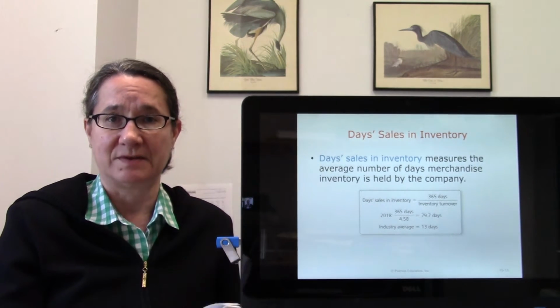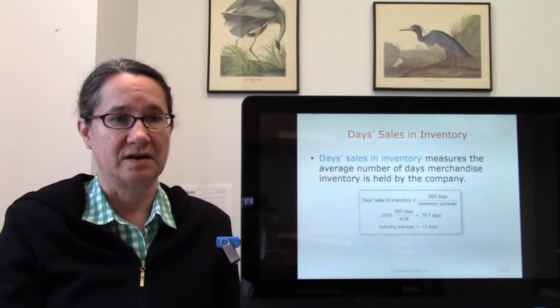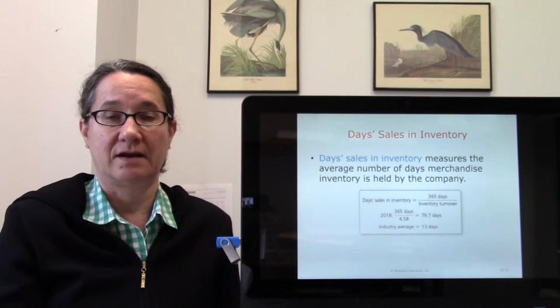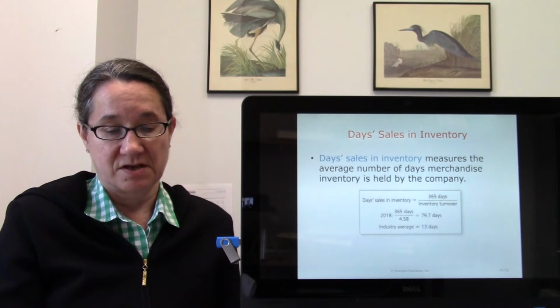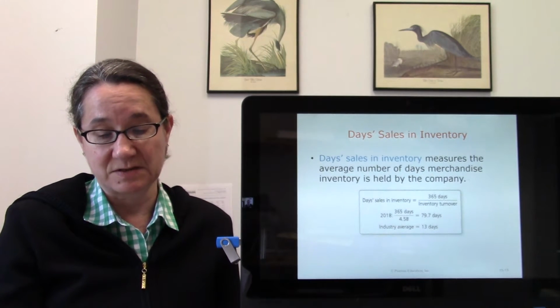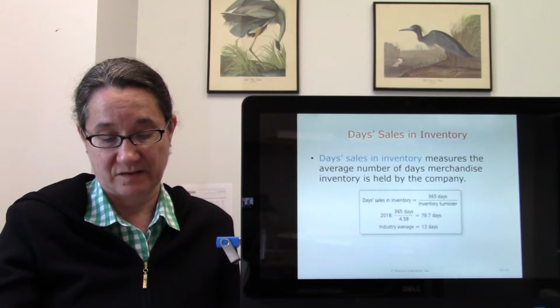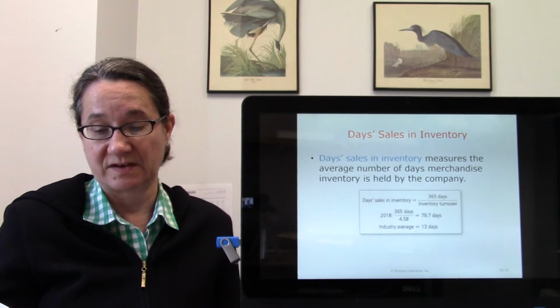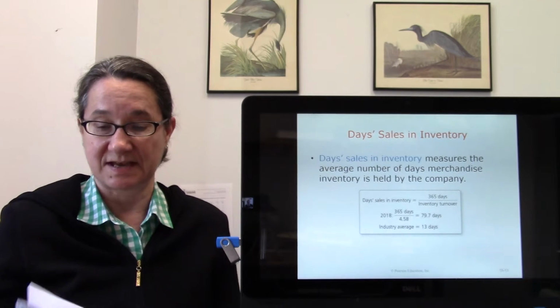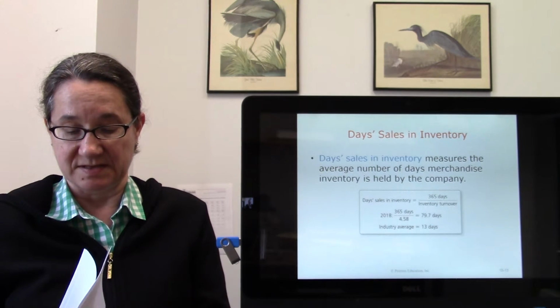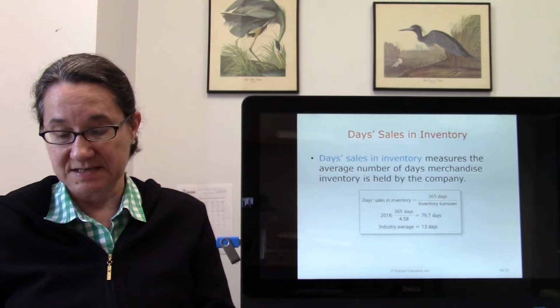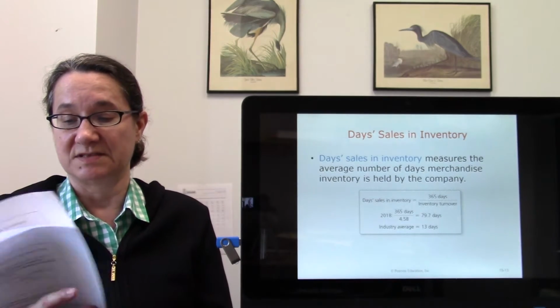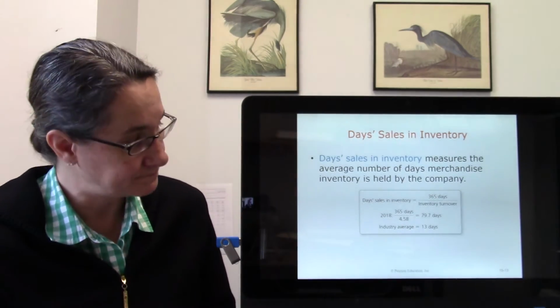That's a long time. It takes up space. You have to insure it. 80 days, things can break or spoil and go obsolete. So that's a long time. That wouldn't be great, especially when industry average is 13 days. All right, so that 13 days was 365 divided by 27.7. So they're not doing as well as the rest of the industry in terms of how they're selling stuff, how quickly they sell it.